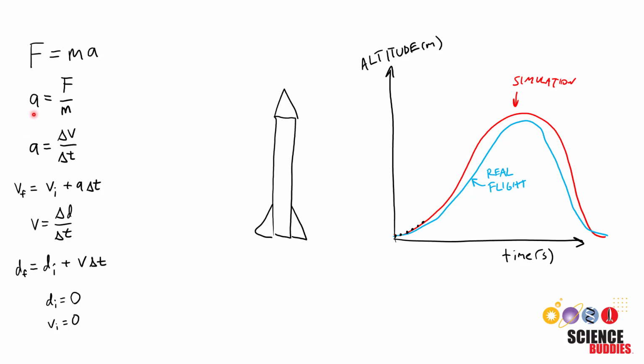There's just one problem. To use this method, we need to calculate the acceleration at each point in time. And to find the acceleration, we need to know the net force acting on the rocket and its mass. This is where the rocket science part comes in. Normally, especially when you take an introductory physics class, the force and mass of an object are both constant. However, for a rocket, they're both changing.